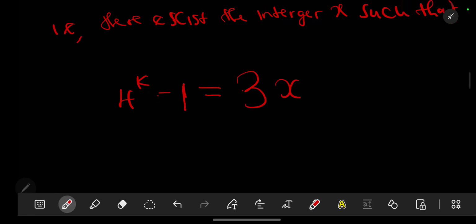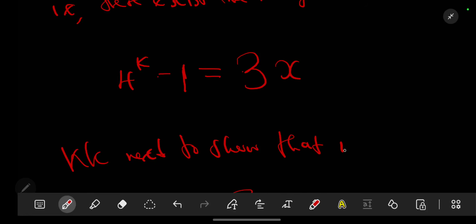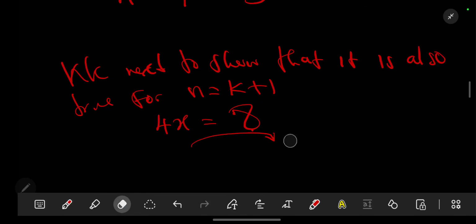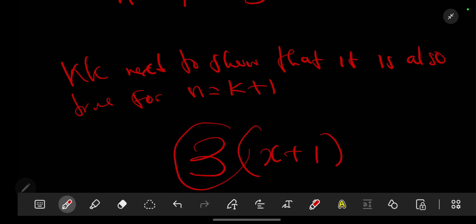So with that said, after you do that, we are now going to say we need to show that it is also true for n is equal to k plus 1. Now, how we are going to show that, we need to have a 3 times something. It doesn't matter, it could be x plus 1, but as long as we have a 3. So any number when you have something like this, it means to say this number is divisible by 3.